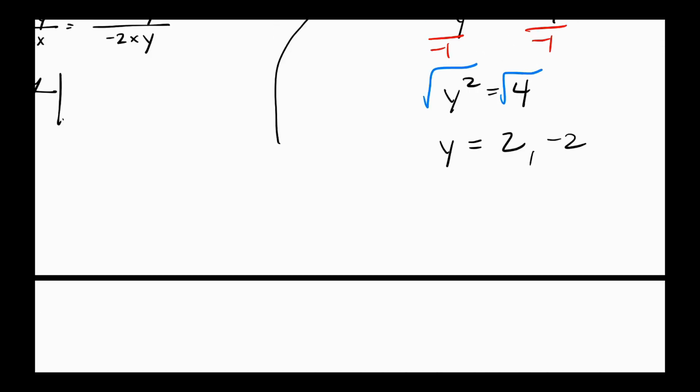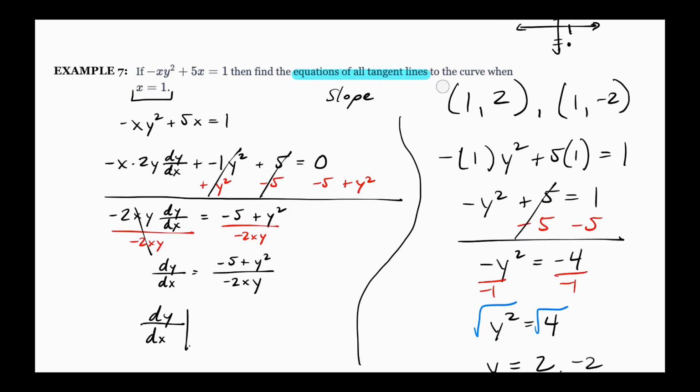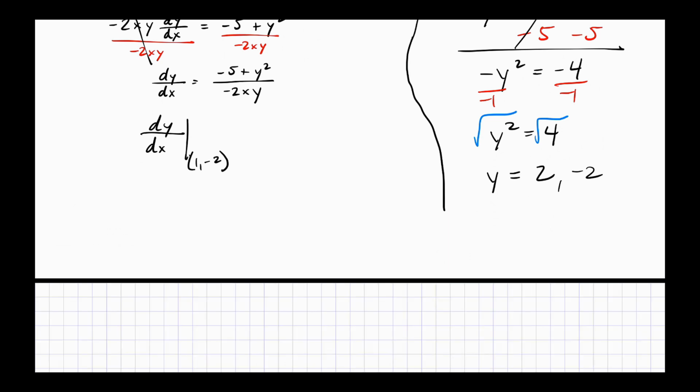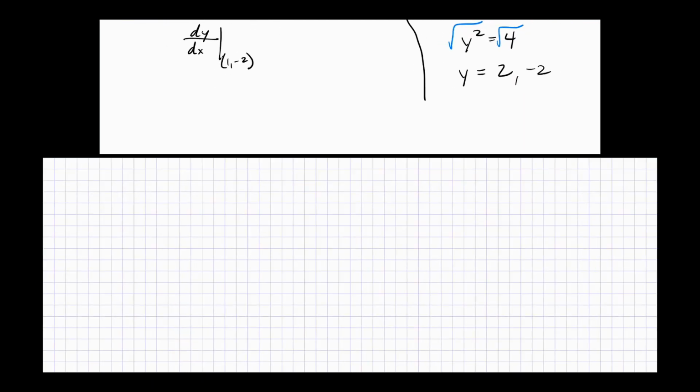All right, so now we've got an x and a y. So now, instead of just plugging in x, I'm going to plug in x and y. All right, so let me do it down here. First thing I'm going to do is plug in the derivative at 1, -2. That's the first thing I'm going to do.